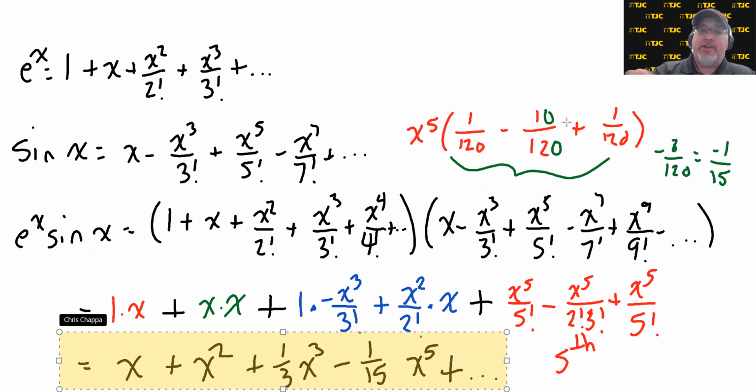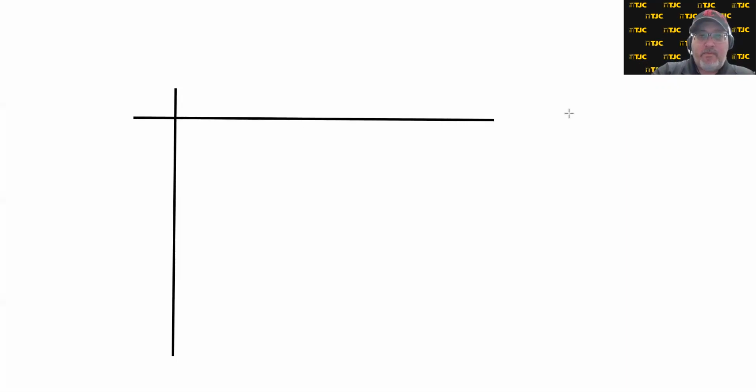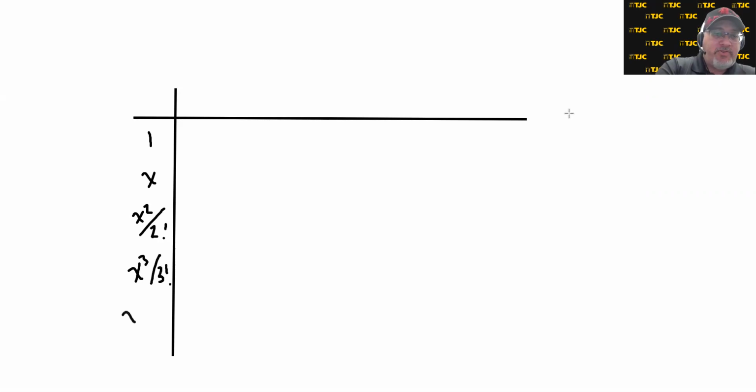There is a way to organize it a little bit better. Just going to show you real quick. I'm not going to redo the whole problem. But one way to organize it a little bit better is to actually make a multiplication table. And then write the terms of each infinite series. For example, for e to the x, it is 1 plus x plus x squared over 2 factorial plus x cubed over 3 factorial plus x to the 4th over 4 factorial.